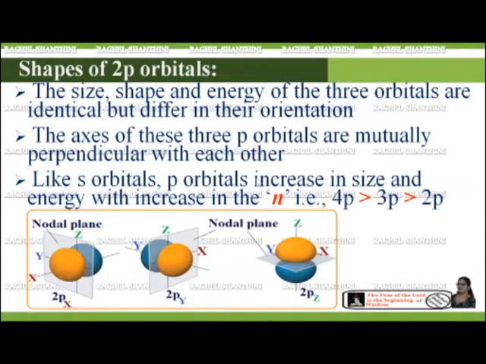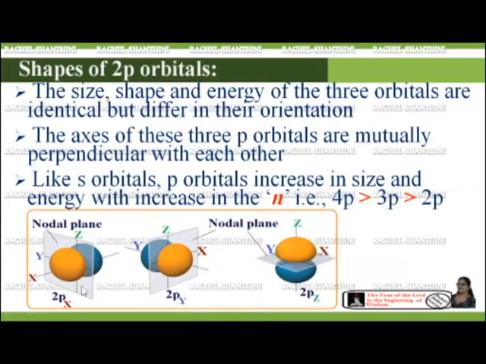Like s orbitals, p orbitals also increase in size and energy with increase in the principal quantum number n. That is, the size of the 4p orbital is greater than the size of the 3p orbital, which is greater than the size of the 2p orbital.